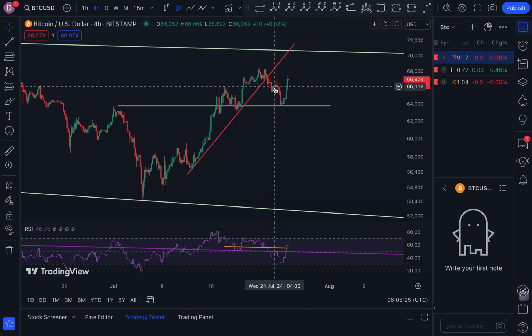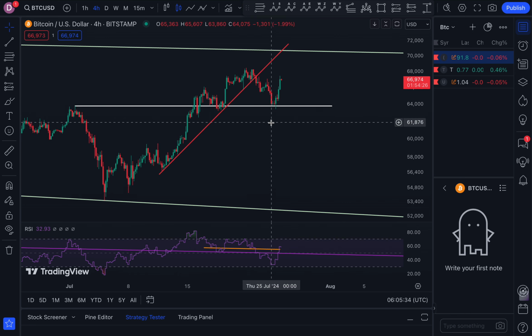We will talk about fundamentals, obviously, and there's a couple of interesting news happening right now on the markets as well, which I will talk about. But first, let's talk about the chart here.